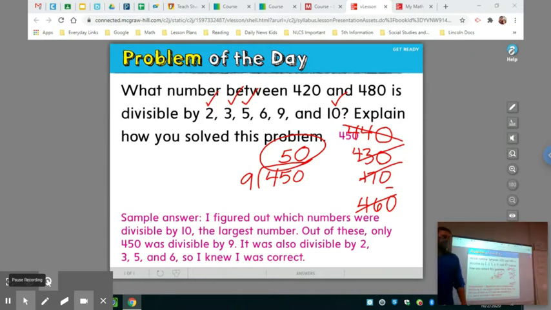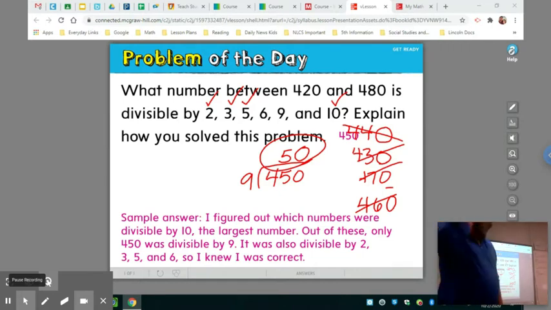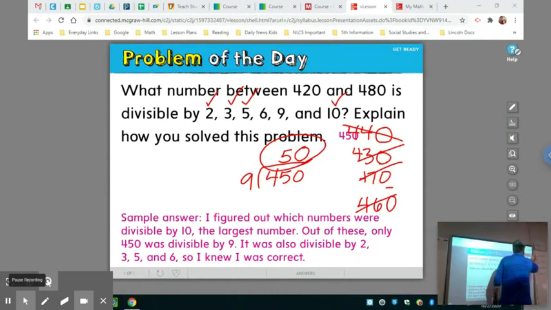Now you guys went all the way around those problems. The easier way we could have figured that out is if we would have thought in the beginning that 5, 2, and 10 go into all those numbers you guys talked about, right? So we decided that none of the 3s go in there, so we just kept moving on, right? And as it says here, I figured out which numbers were divisible by 10. The largest number out of these, only 450 was divisible by 9. And then it was also divisible by 2. So that's kind of how they started out, saying, well, I started with 10. Yeah, that's divisible. Well, 9 going into 45. Hey, that works. And they went from there. Okay? So let's go ahead and dive into our lesson for today.